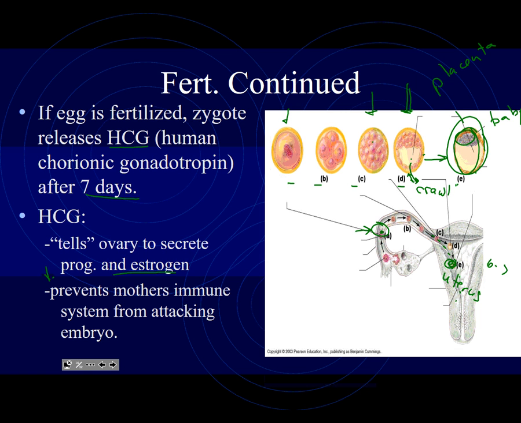Now, the other thing about HCG, if you've ever heard of an early pregnancy test, this is what the early pregnancy test is testing for. Because the only way you're positive, well, there are false positives, but the stick has a chemical on it that detects the presence of HCG. HCG, human chorionic gonadotropin, is only present when there's an embryo developing inside of your uterus. That's the first part of our fertilization lecture.